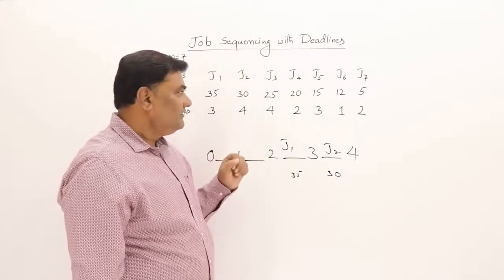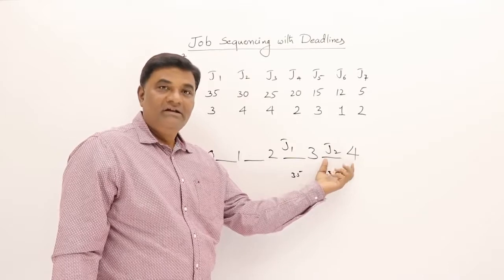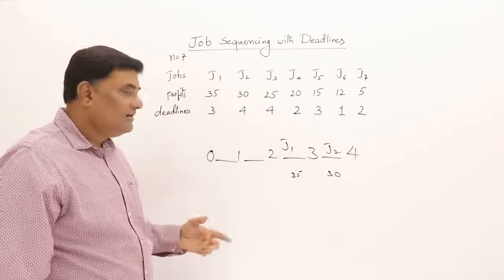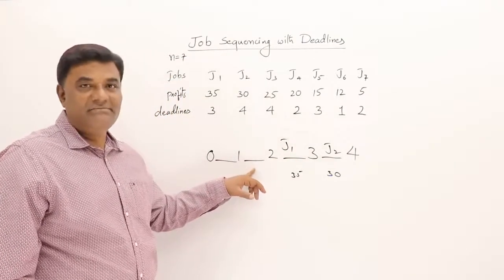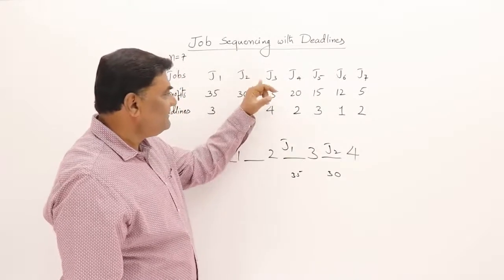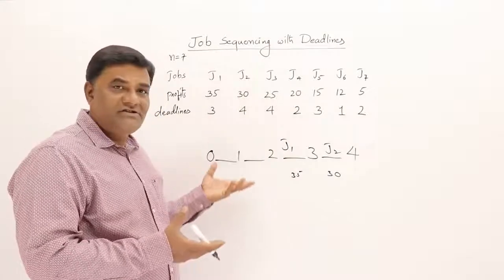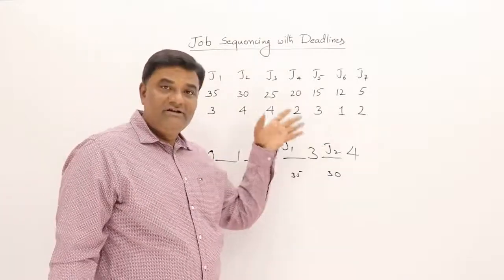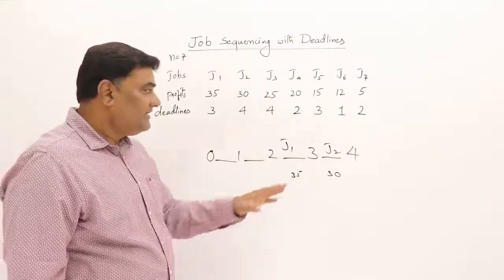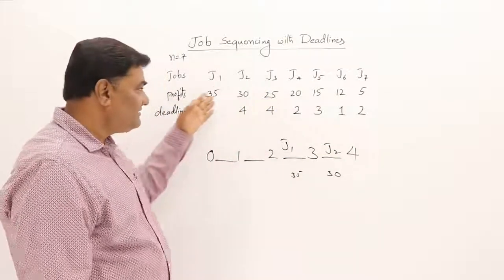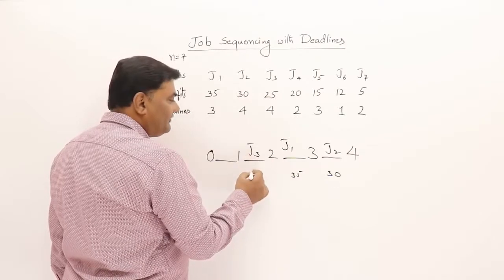Then J3. Its deadline is 4. No, 3 to 4 is already occupied. Then check this side if it can be done early. Yes, it can be done here. See, this means that this person is ready to wait for 4 units of time. So 4 hours. We can finish it early also. We don't have to do it in 3 to 4 slot only. No doubt he is ready to wait. But that slot already we are doing it for somebody else. So let us bring that one here. So this third job can be done here. And its profit is 25.